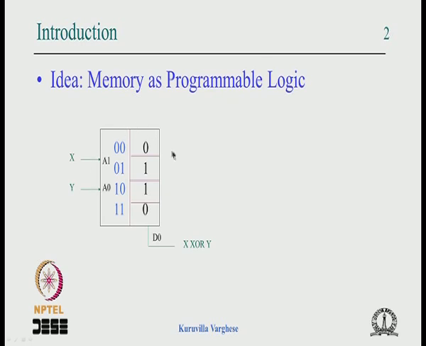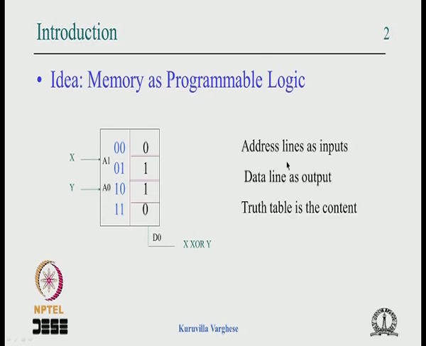as a kind of programmable logic. Address lines are the inputs, data line is the output. This is while working as logic. The truth table is the content. Of course, when you write the truth table into this memory, then this data line is definitely the input, not the output. But in operation, when the logic is in operation, the address line is the input, the data line is the output.